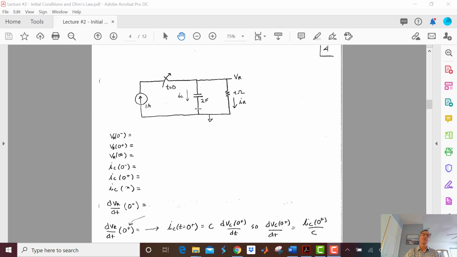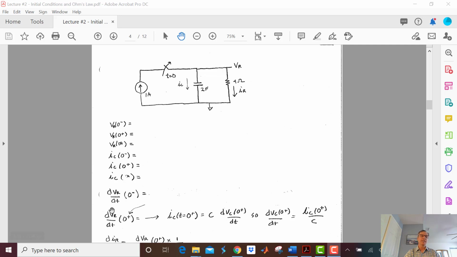So the current through the capacitor at t equals 0 plus is going to be negative 1 amp. See how we defined the capacitor current? It's defined going this way as positive, but it's going this way, so it's negative 1 amp. IC of infinity, that's a duh. The capacitor is at steady state, so there's no current, so it's 0. So now I want to look at dVR/dt, or in other words, the change in the resistor voltage with respect to time at time equals 0 minus.